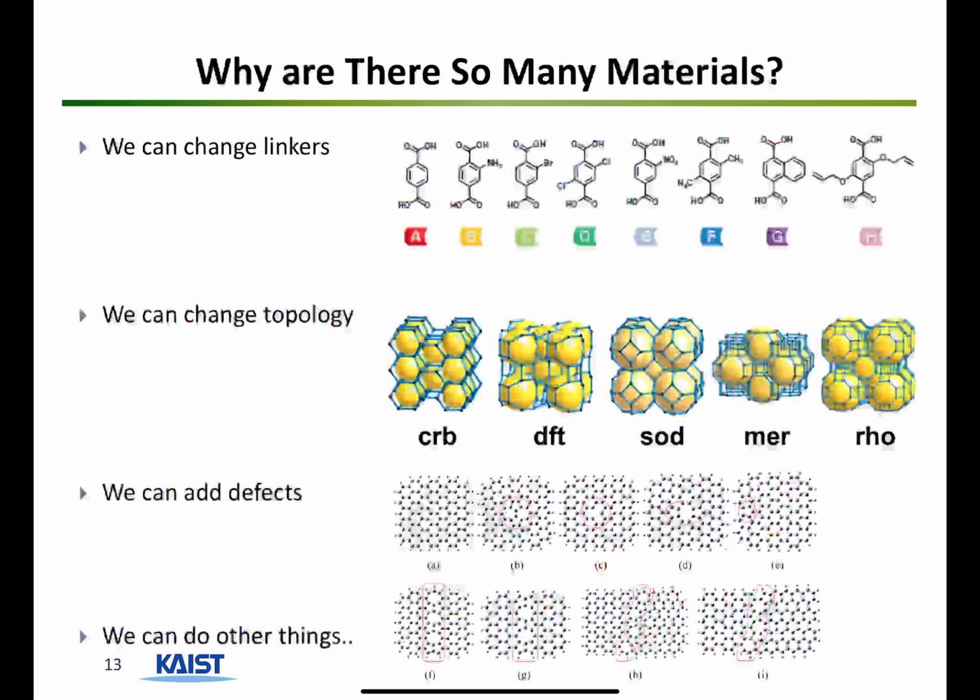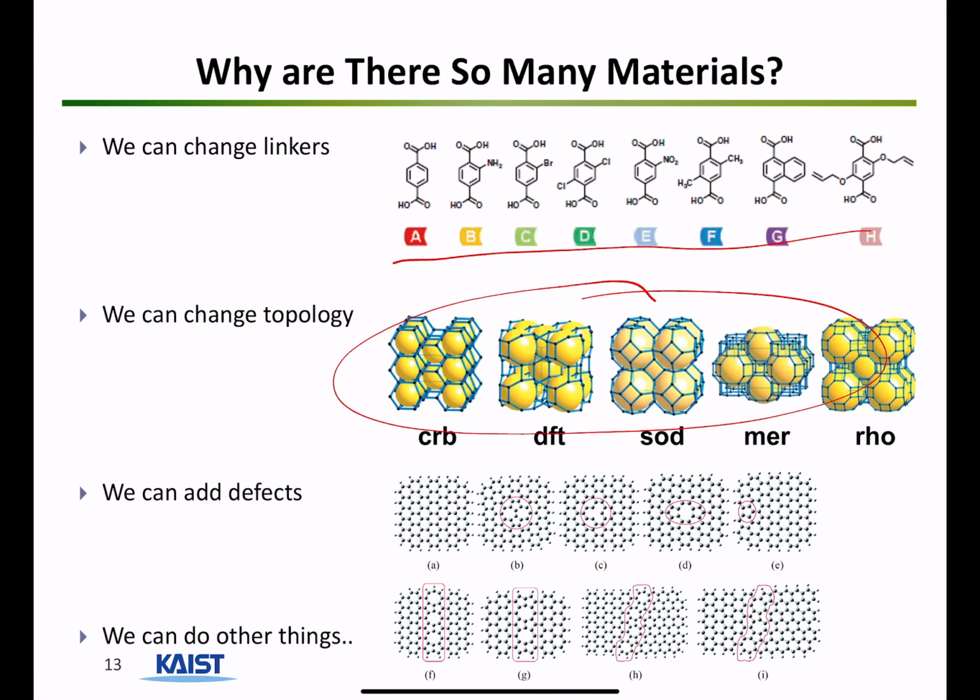And it turns out that this is needed because there are so many different types of materials, potentially billions of materials that can be synthesized. The reason why there's such a large space of materials is that, for example, with something like a metal-organic framework, we can change the linker type, we can change the topology, we can add defects, we can combine them to form composite materials. There are so many different combinations that the material space is vast, but we only have a limited amount of time.